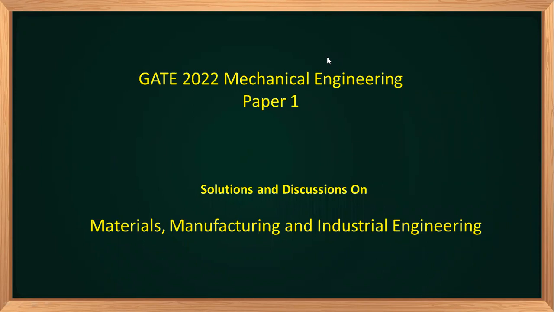So in this video, what we are going to see is the questions related to materials, manufacturing and industrial engineering in paper 1. Subsequent videos will be there for paper 2 as well. As I told you, some of the questions were quite easy in this section, but some tricky questions are also there, and MCQ and MSQ questions were also there in this topic. So let's not waste our time and go to the questions straight away.